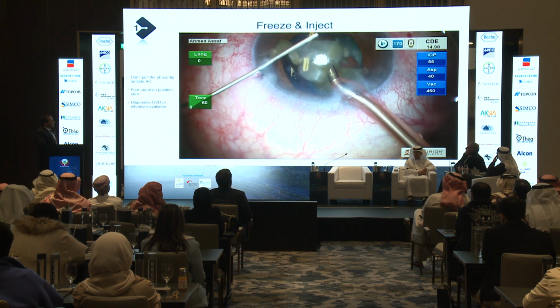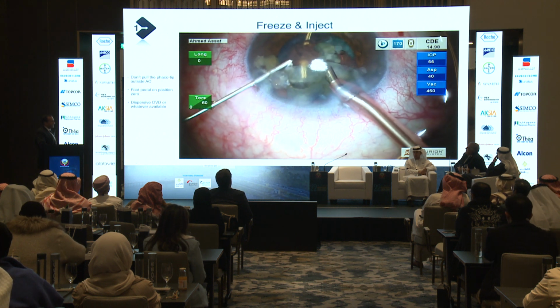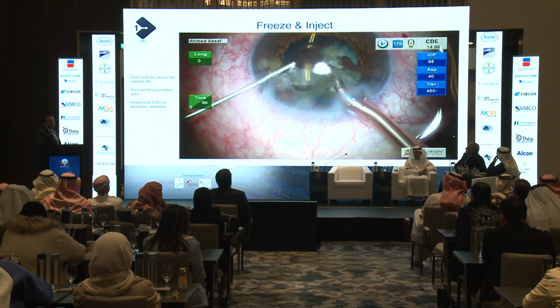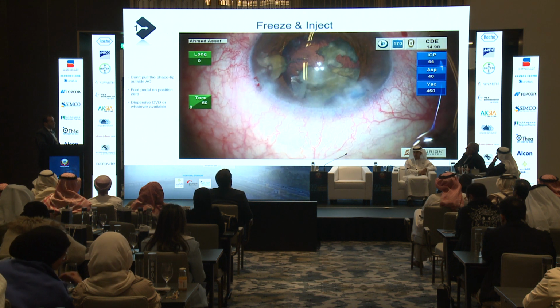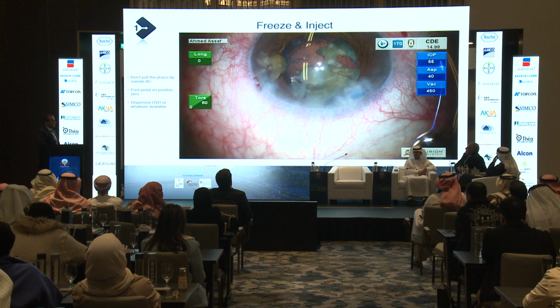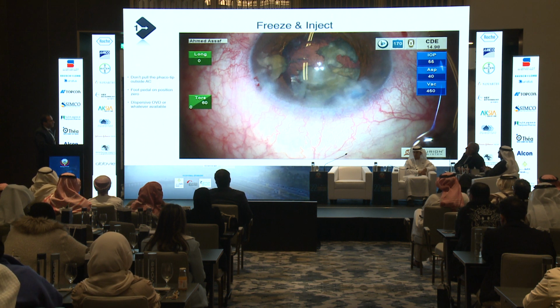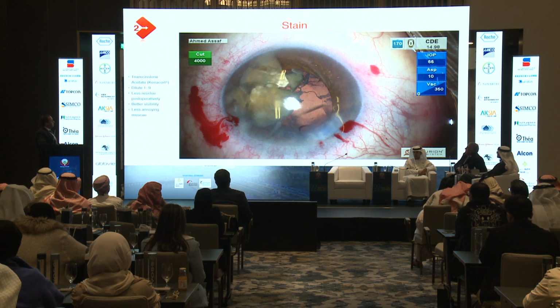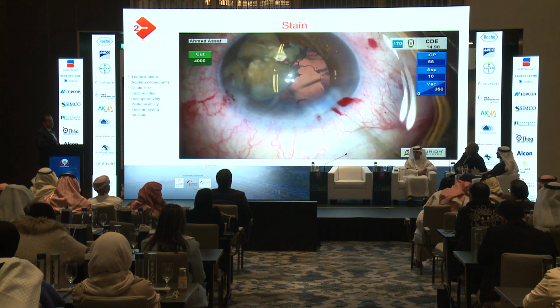It's preferable to inject a dispersive OVD, like Viscoat, and I don't have any financial interest. If a dispersive OVD is not available at hand, you can inject any OVD inside the anterior chamber. The idea here is to pressurize the anterior chamber and prevent further prolapse of the vitreous into the anterior chamber. Next slide, please. Again, you should stain to make sure there is no vitreous inside the anterior chamber.